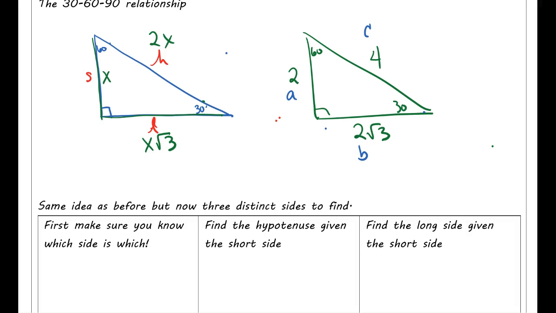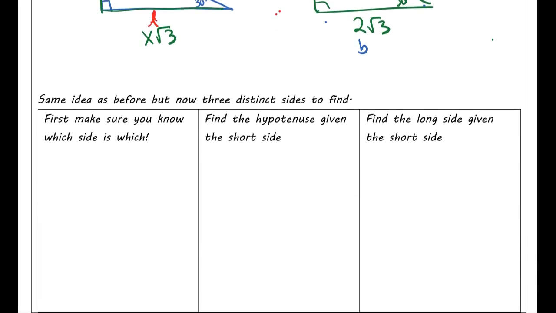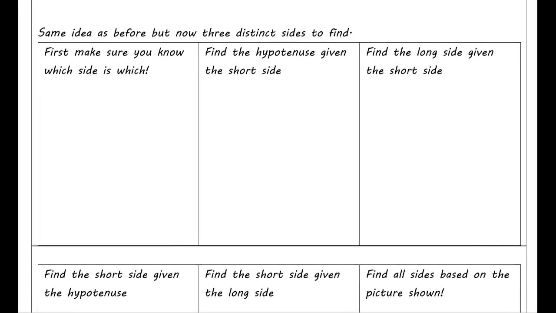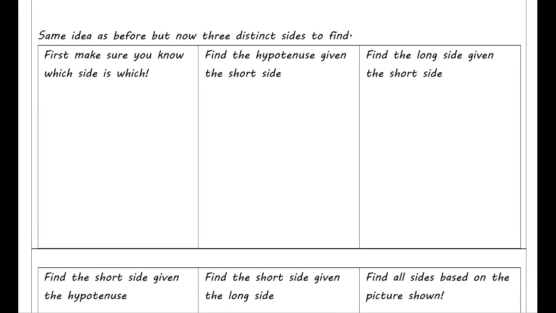Okay, so here we go. This is like it says on the paper. This is the same idea as before, but now we've got three different sides to find, three distinct sides. And my note here says first make sure you know which side is which. This is just to caution you, because sometimes you'll see a picture like this, and it's the picture we drew above, but it's been rotated.